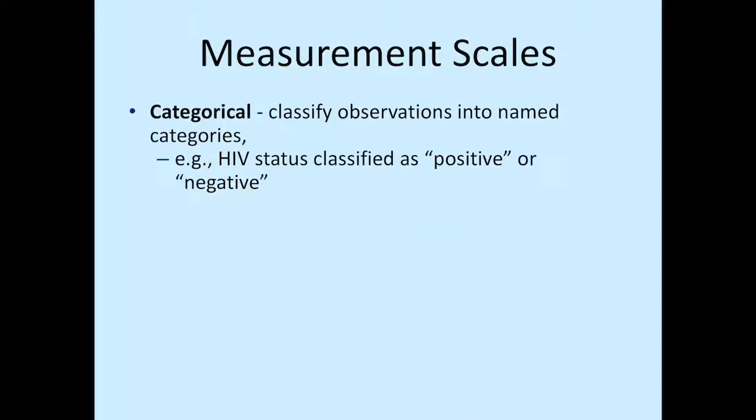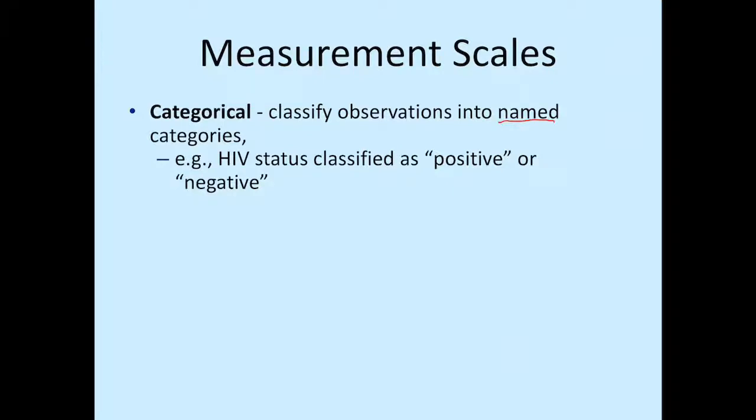So first up, we have categorical, which classifies observations into named categories. The other thing you might see on here under named is nominal. Nominal means name. So any kind of nominal data or information is categorical. Once again, if you go online and look at different types of measurements, you might see nominal listed. That is our categorical. And this is where we just classify them under the category.